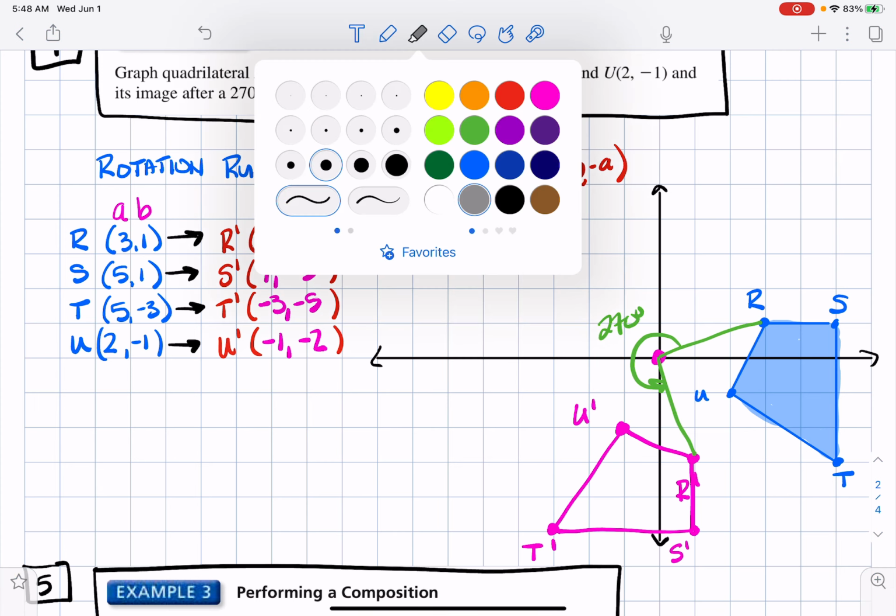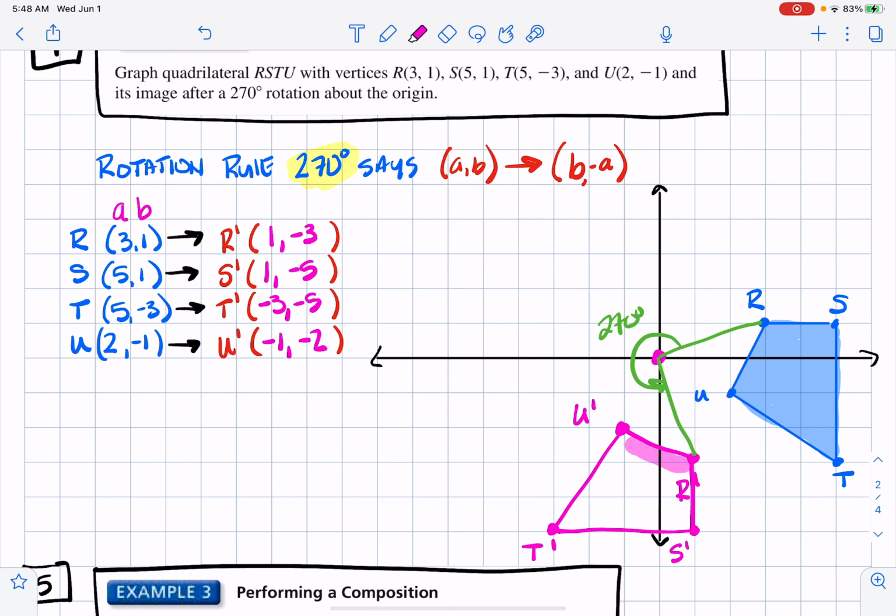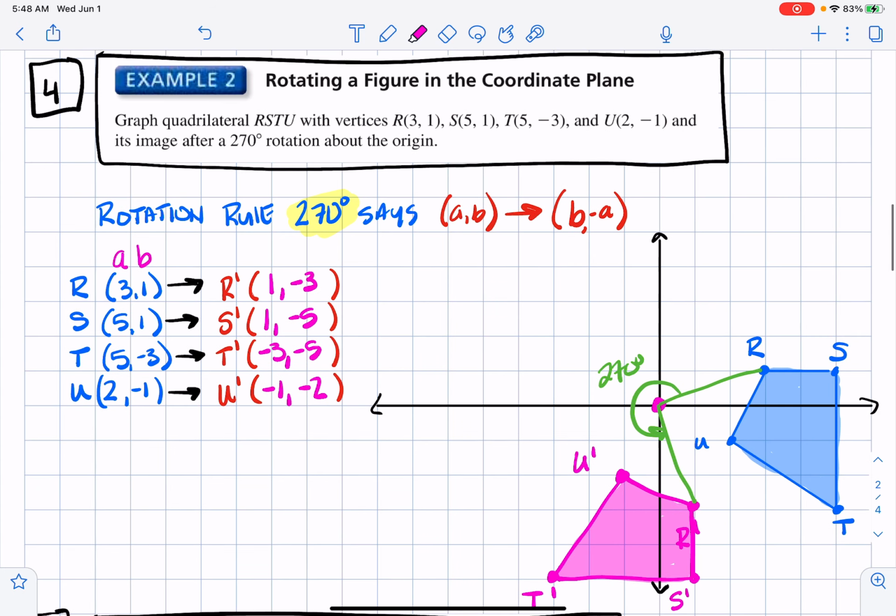So this is the image, or this is the figure, sorry, that we're ending up with over here. And the original one is our blue one, and the new one is our pink one. Remember, the original one is our pre-image. So the blue one is our pre-image, and the pink one is our image. Okay, that's everything you need for box 4.